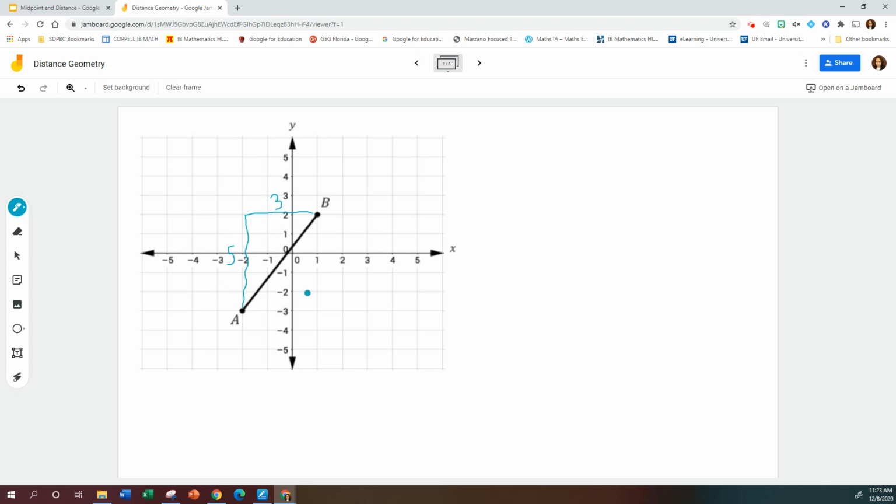Now this one's going to be a little bit more complicated, okay? Because if I want the halfway point, 5 divided by 2 is what? This is kind of weird, right? This is 2.5.